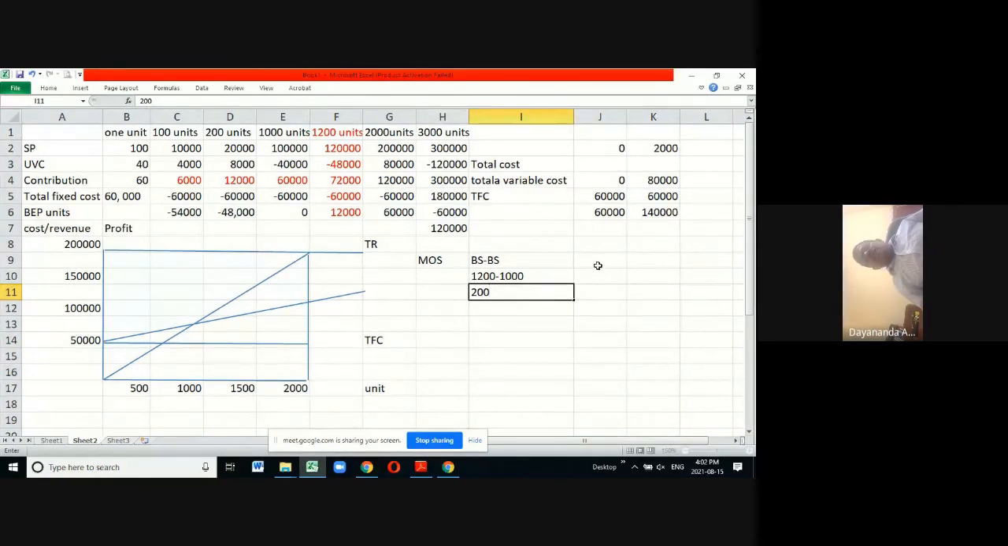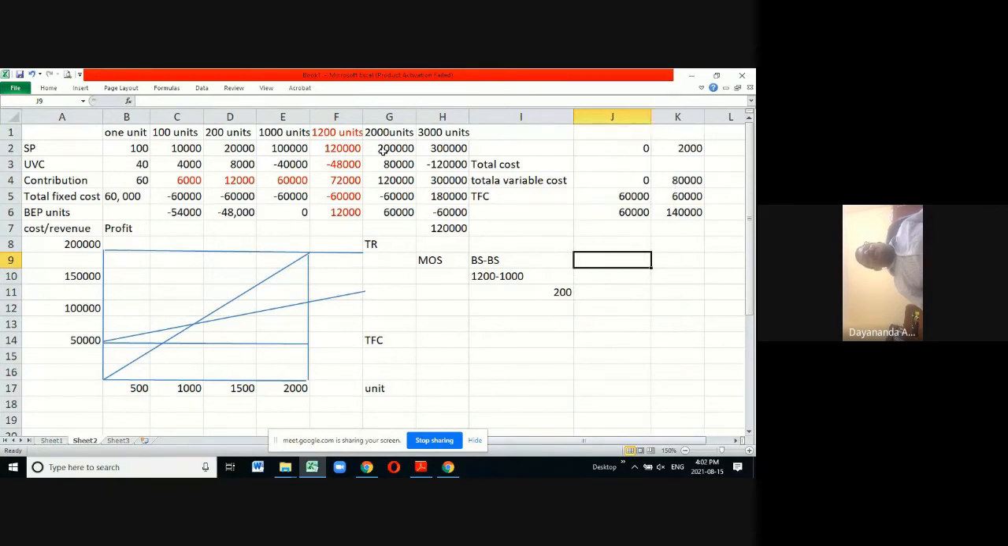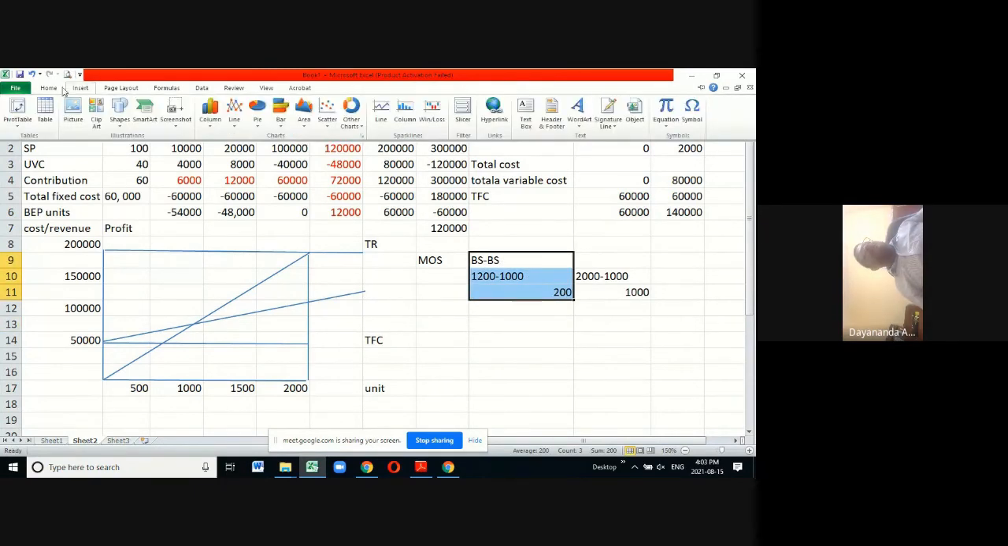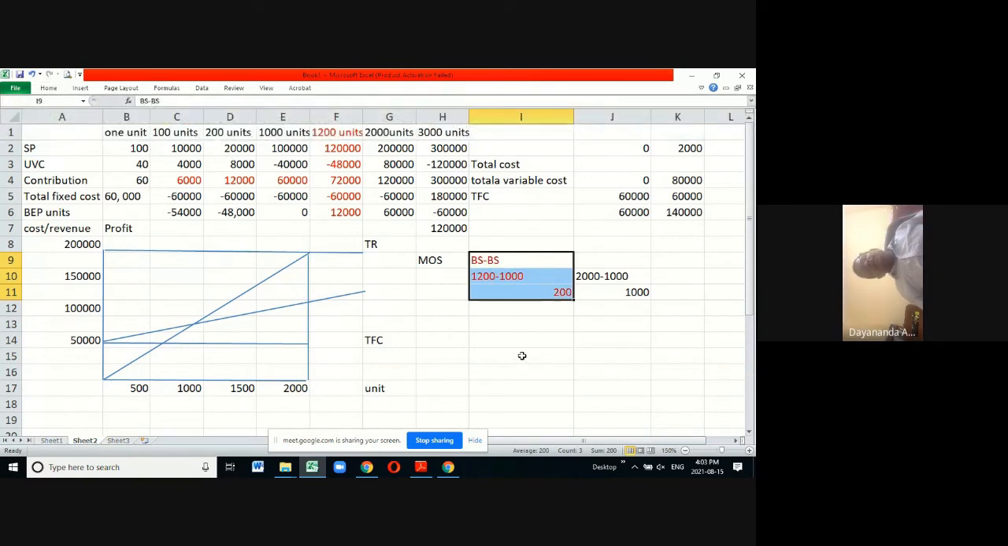Okay. If our budgeted sales, assume I am telling you it is 2,000, what do we do with the 2,000? We deduct 1,000 from 2,000. Then what is the margin of safety? 1,000, if that is the case. But in this particular scenario, are you clear? It is 200. So that is called margin of safety.